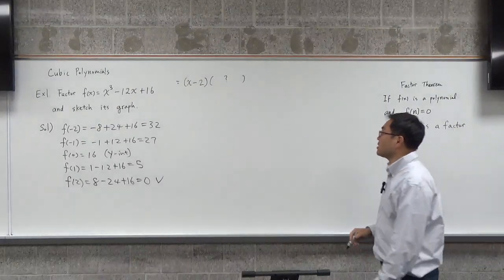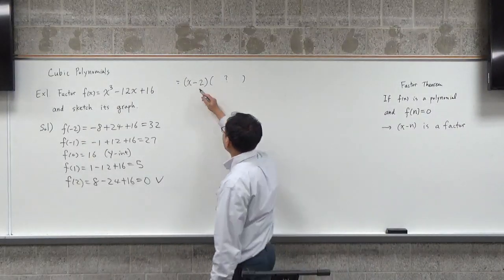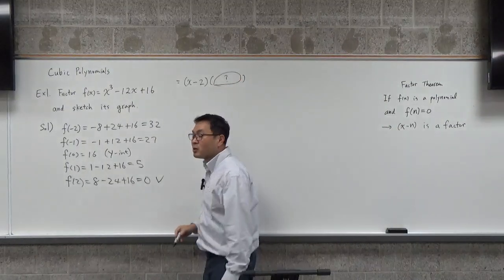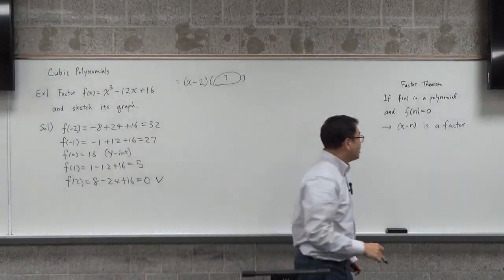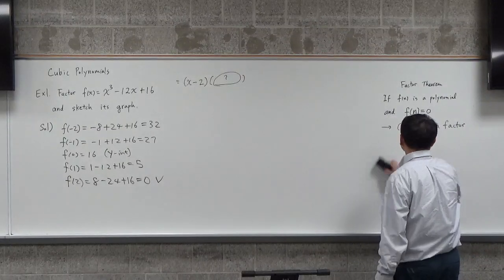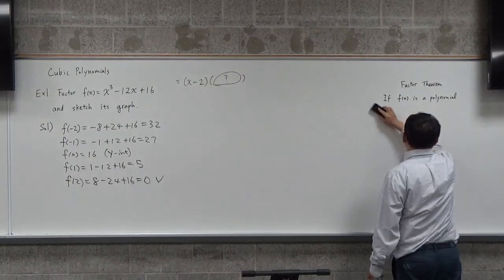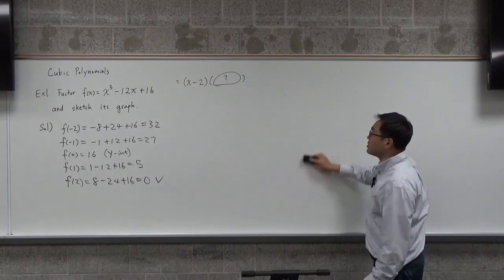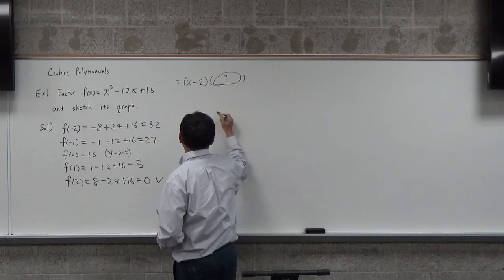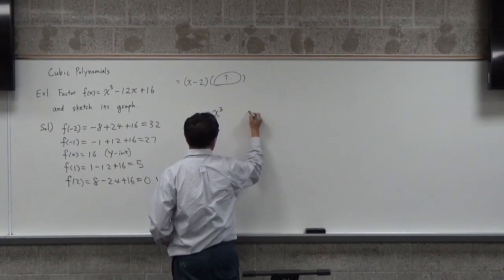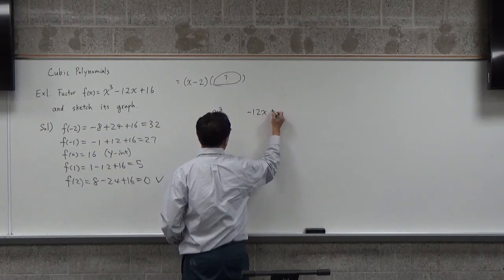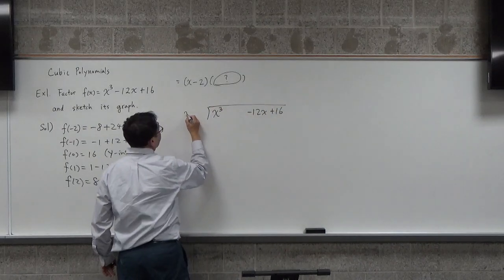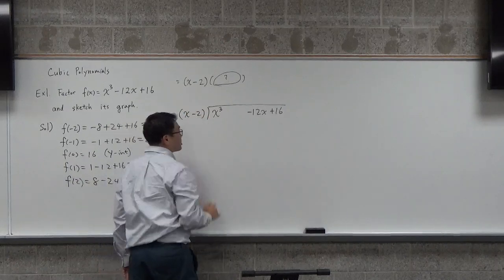Well, that still doesn't mean that we've figured out how to factor, because I don't know what this something is. So how are we going to get this other one? To do that, what we need is long division, okay? So what I have to do is divide this x cubed minus 12x plus 16 by x minus 2.